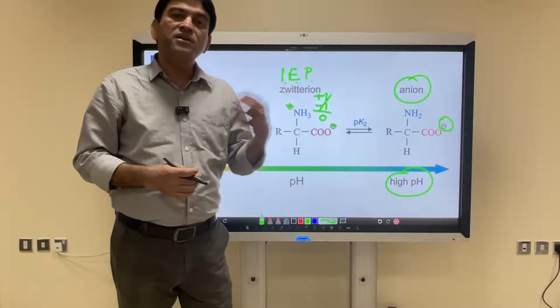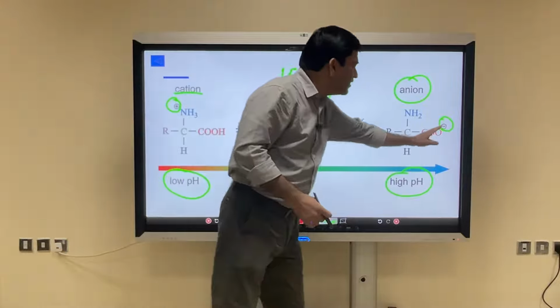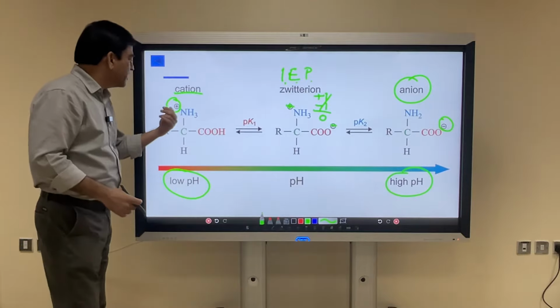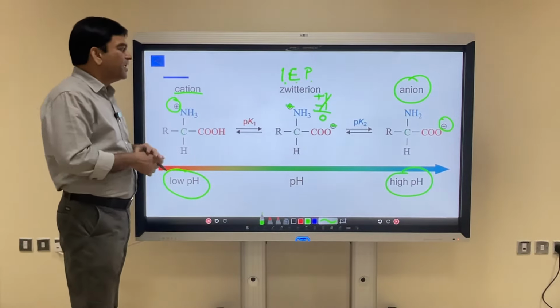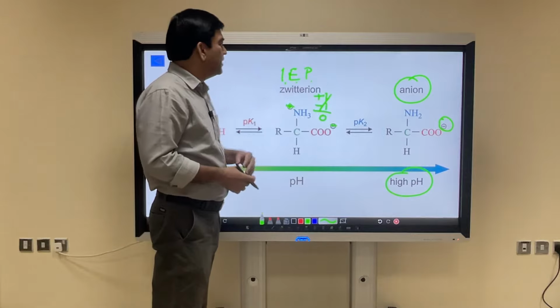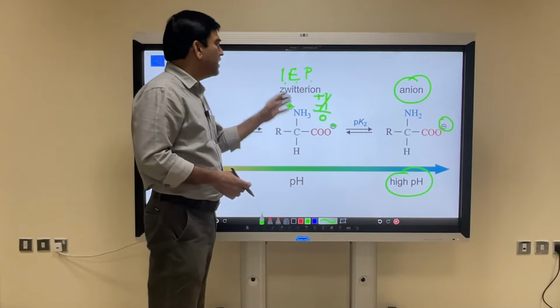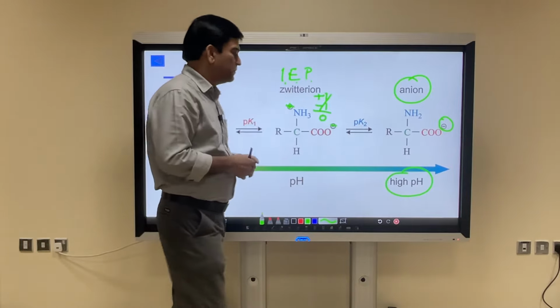When they have both the charges on the same molecule and the net charge is 0, an amino acid can exist as a negative charge. An amino acid can exist as a positive charge, a cation, and amino acids at the physiological pH of the body or at IEP can exist as a Zwitter ion. So amino acids exist as a Zwitter ion at isoelectric point.